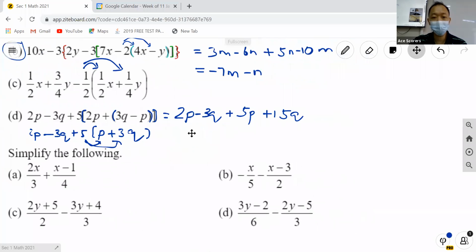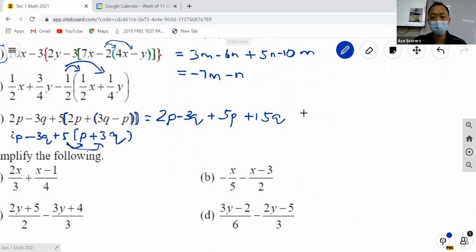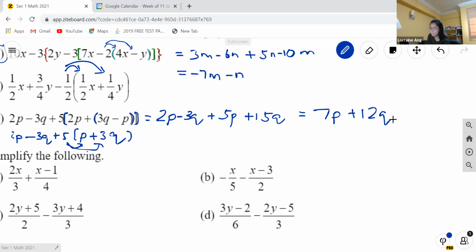And once I have everything in one line with no brackets, that's when I can evaluate. 2p plus 5p is 7p. And minus 3q plus 15q is 12q. 12q. That's all.